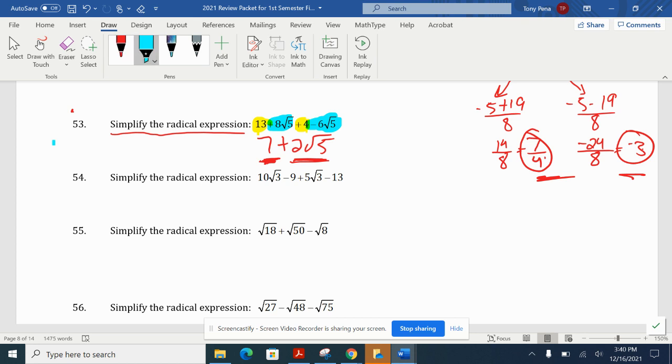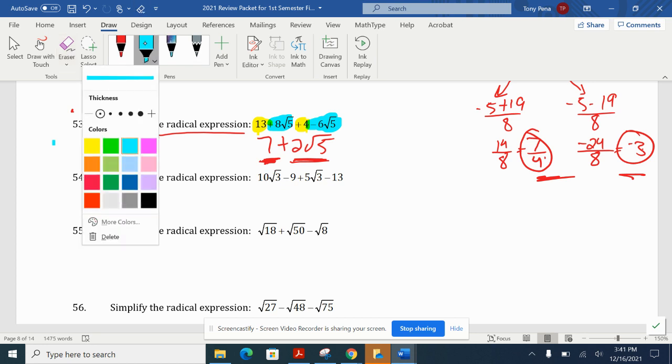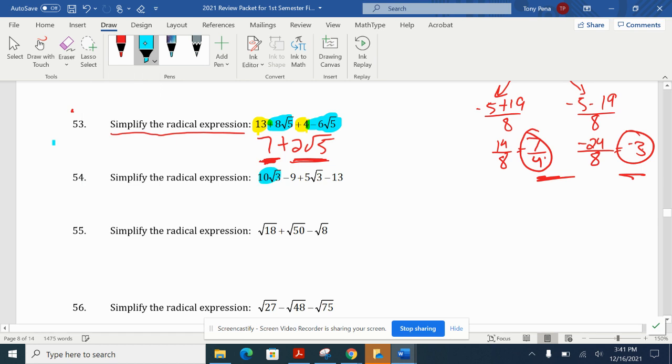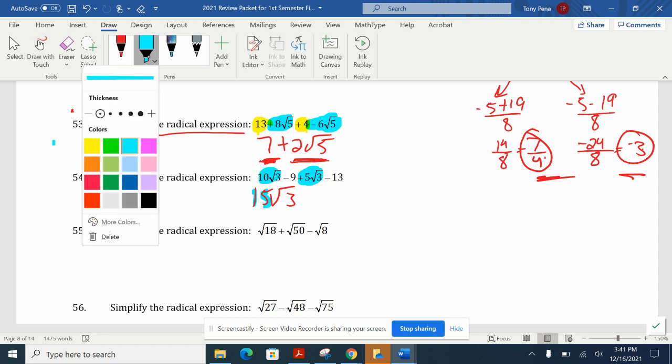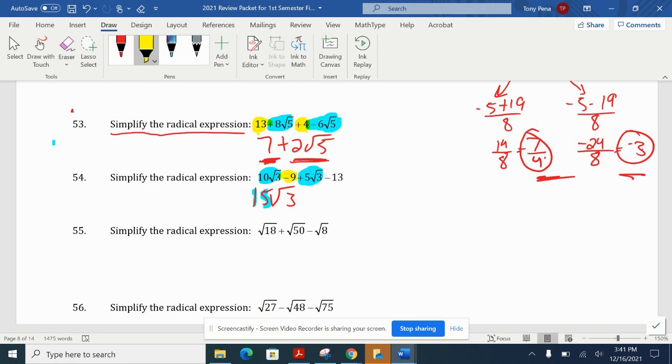Next one, we have a 10 root 3 here. We also have a root 3 right there, so those we can combine. And you'd see there's a positive 10 and a positive 5. So when we add those, we get 15. And then that root 3. And then we also have those constants, negative 9, negative 13. Combine those to be a negative 22.